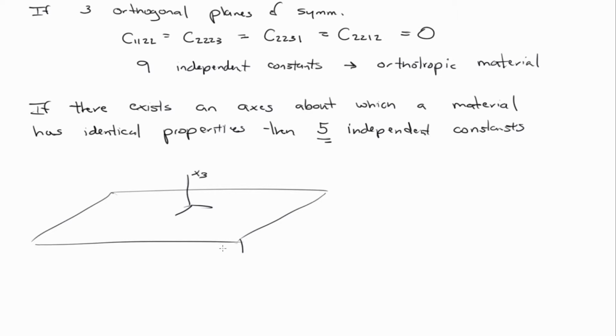So a good example of this, anybody know what this is called? It's called transversely, there's just one L, transversely isotropic.